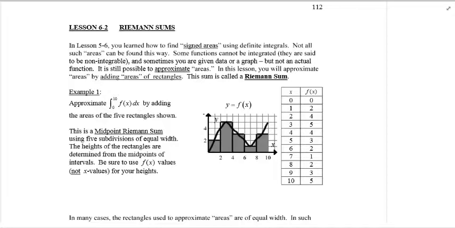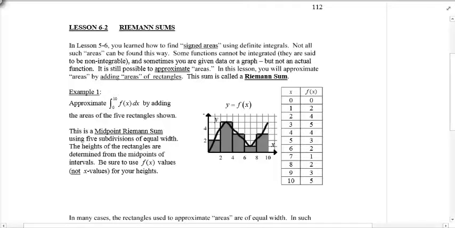Welcome back to Calculus AB. This is lesson 6.2. We're going to talk about something called Riemann Sums. This really piggybacks on what you learned last unit in lesson 5.6. Remember the idea of signed areas using definite integrals?